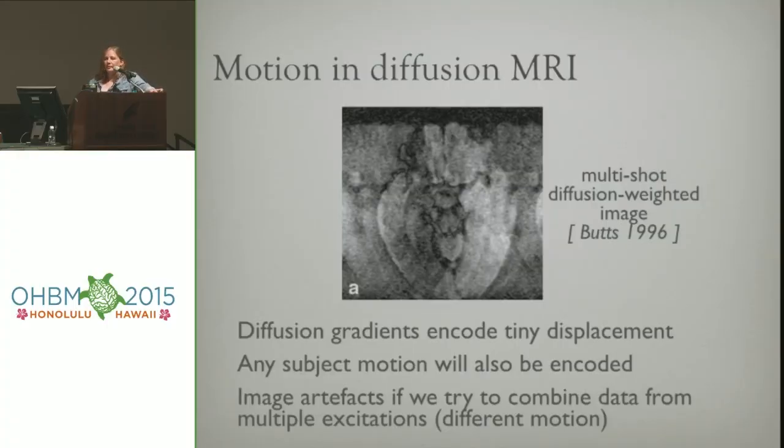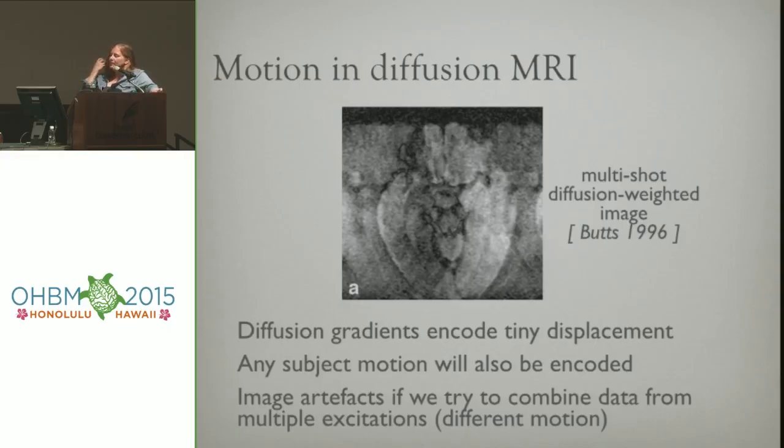So if we think about what the effect of diffusion is on an image, our diffusion gradients encode tiny displacements. These are on the order of tens of microns within the kind of timescales that we look at. So any subject motion, and you can imagine telling your subjects don't move more than 10 microns. Okay, that's a very difficult thing to ask them to do. And I'll come to it in a moment. It's actually basically impossible unless they're dead.